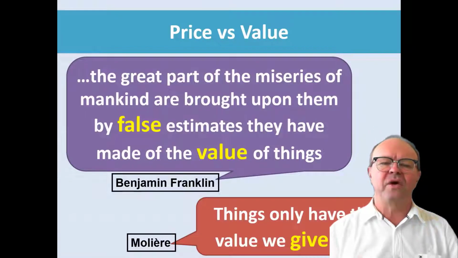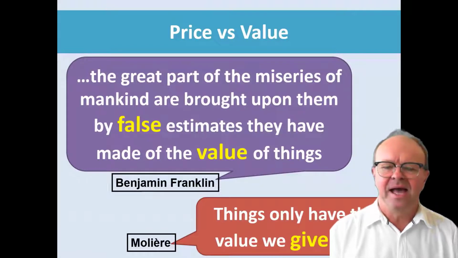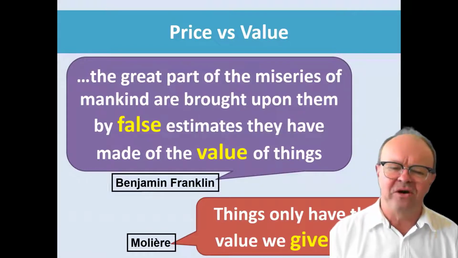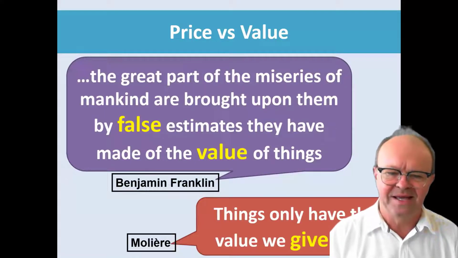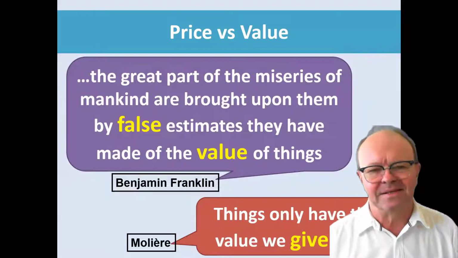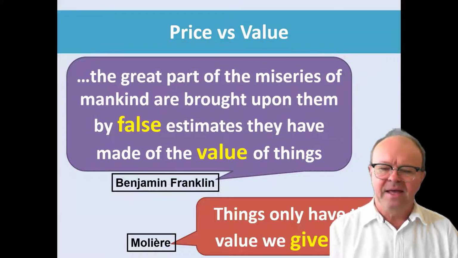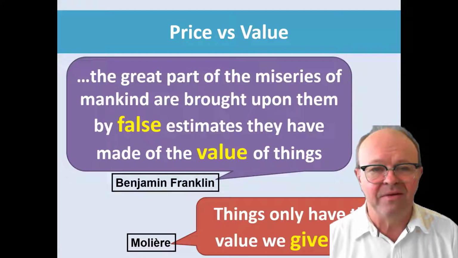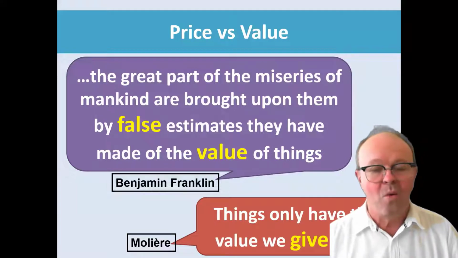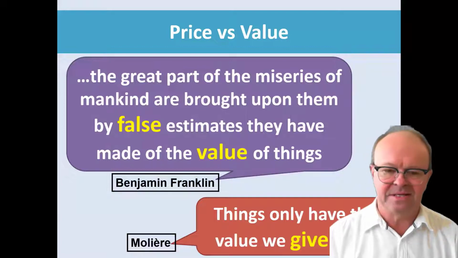Price versus value. The great part of the miseries of mankind, said Benjamin Franklin, are brought upon them by false estimates they have made of the value of things. So making mistakes about what the value of things are. Mahler, the French philosopher, said things only have the value we give them. That's the idea that we give the value. It's our judgments, it's our assessments.